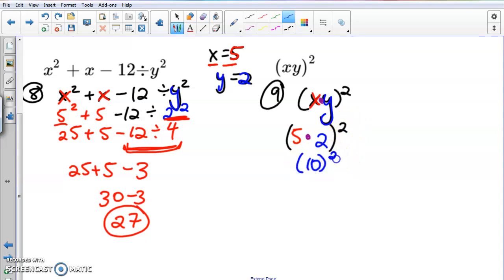And then drop down my exponent, squared. And then my second step, for exponents, is to square the 10. So 10 squared is 100. And I don't have any multiplication, division, addition, or subtraction after that, so we're done. And that concludes this video.